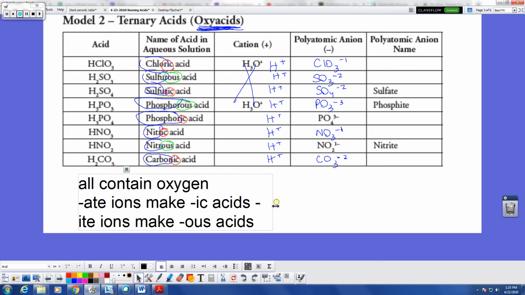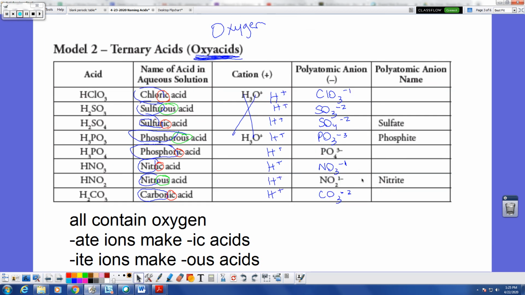A little wider, and hit an enter right there. There we go. Okay, so some of these are filled in already. SO4, that's sulfate. So the ate became an ic, so sulfuric acid. This one would be 1 less oxygen, so that's sulfite. So that should be sulfurous acid.